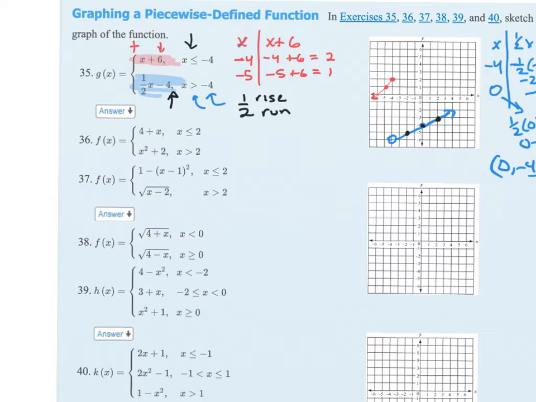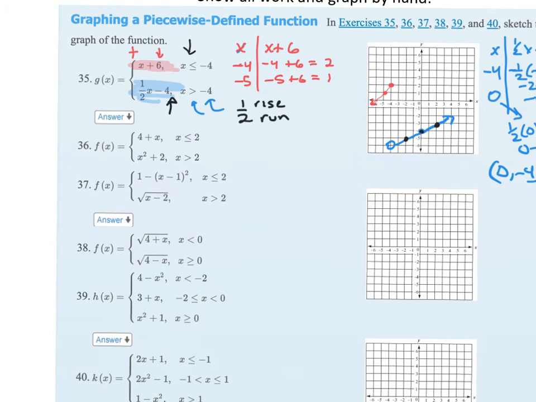So for number 36, I have a linear function and I also have a quadratic here. Again, if you want to just do a table, let's do this first one in red. The second one I'll do in blue. So for the red one, I need to plug in x values that are 2 or less than 2. So I'm going to plug in 2, and then I'll also plug in 0 because that's also less than 2. And I'm plugging that into 4 plus x.